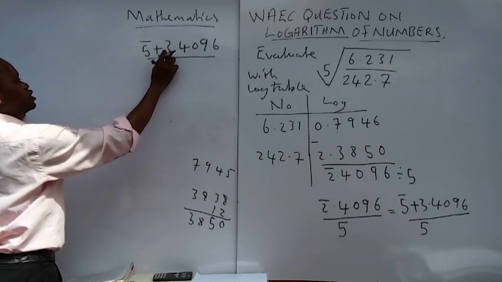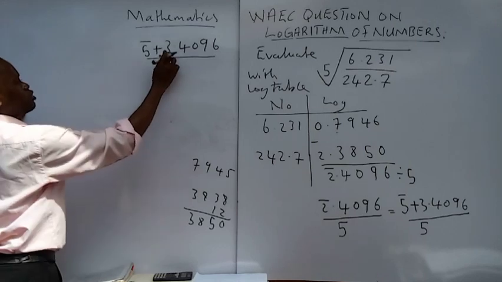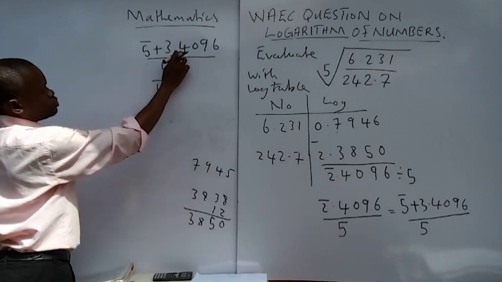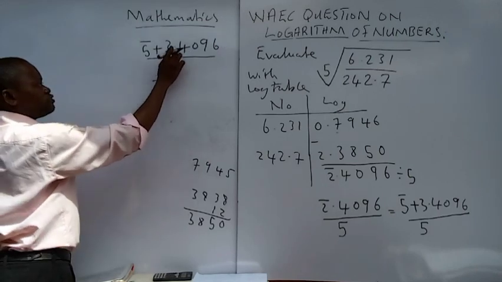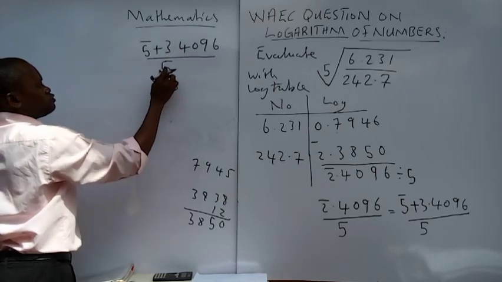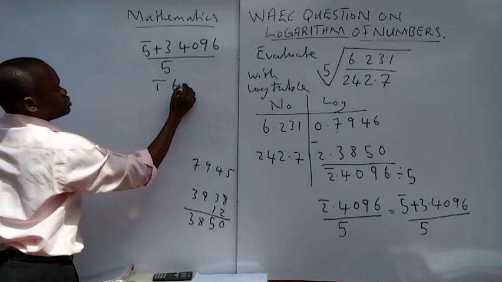Then 5 into 3, not possible. Put your decimal point and call this 34. So 5 divided into 34 is not possible, but 5 can divide 30 and give us 6. Remember 4. 5 into 40 is 8.